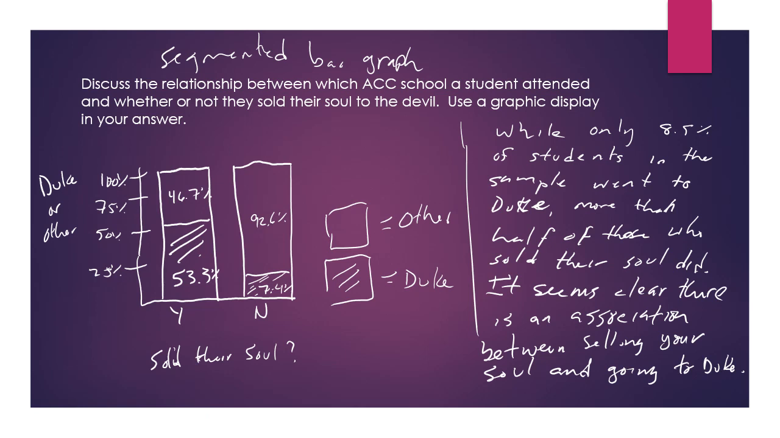So this is an example of using a segmented bar graph to discuss the relationship between the ACC school attended and whether or not they sold their soul to the devil.